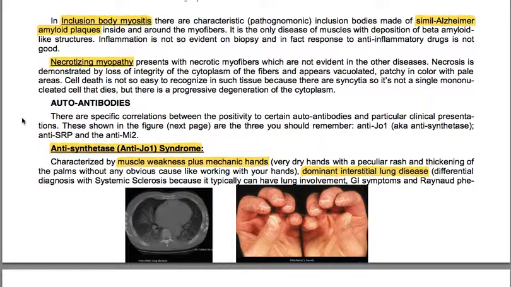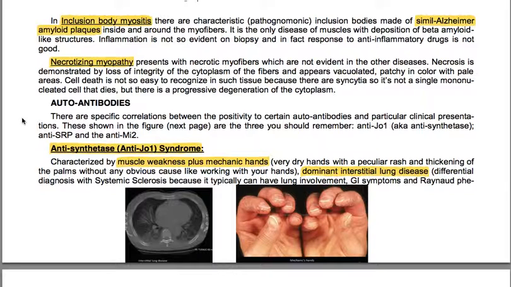Autoantibodies: there are specific correlations between the positivity to certain autoantibodies and particular clinical presentations. Those shown in the figure are the three you should remember: anti-Jo1, that is anti-synthetase, anti-SRP, and anti-Mi-2. Anti-synthetase, anti-Jo1 syndrome, is characterized by muscle weakness plus mechanic hands, which are very dry hands with a peculiar rash and thickening of the palms without any obvious cause like working with your hands.